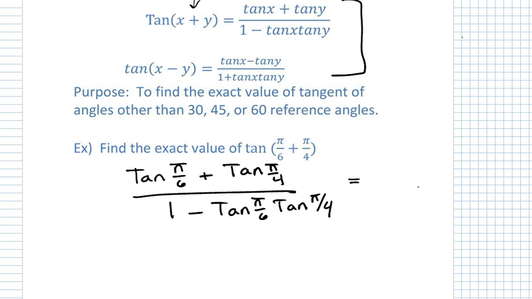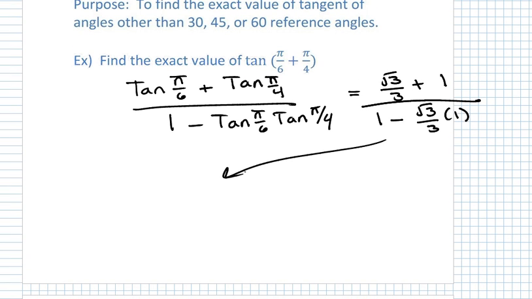Tangent pi over 6, remember you can change them to degrees if you want. Tangent pi over 6 is 30 degrees, or you can use the chart that I gave you. And at 30 degrees, the tangent is the square root of 3 over 3. Tangent pi over 4 is 1. And then you have 1 minus the square root of 3 over 3 times tangent pi over 4, which is 1.